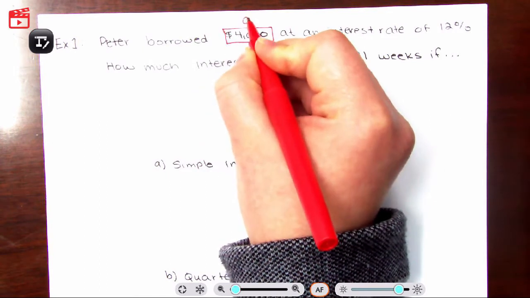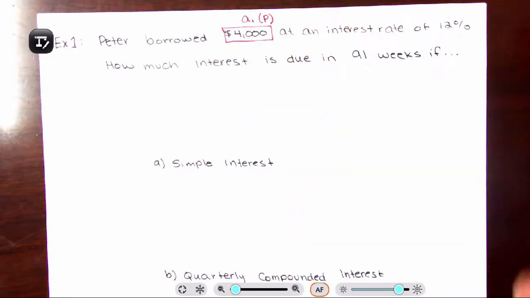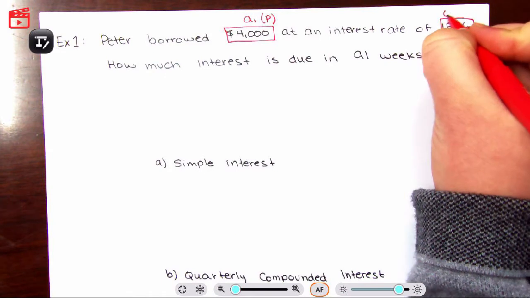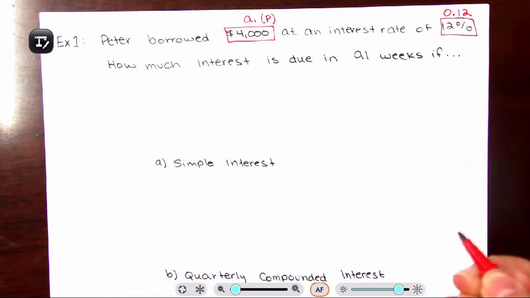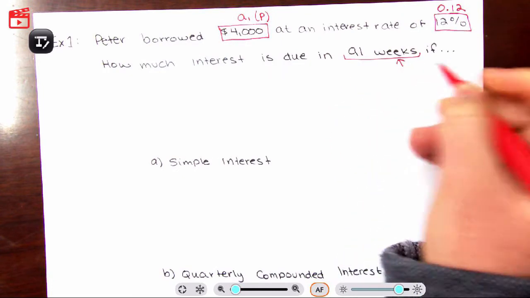So this is your A sub 1. This is your original value, or in this case, your principal. At an interest rate of 12%, your interest rate is 12%, meaning we need to convert this to a decimal. How much interest is due in 91 weeks? Now, this is in weeks, keyword.